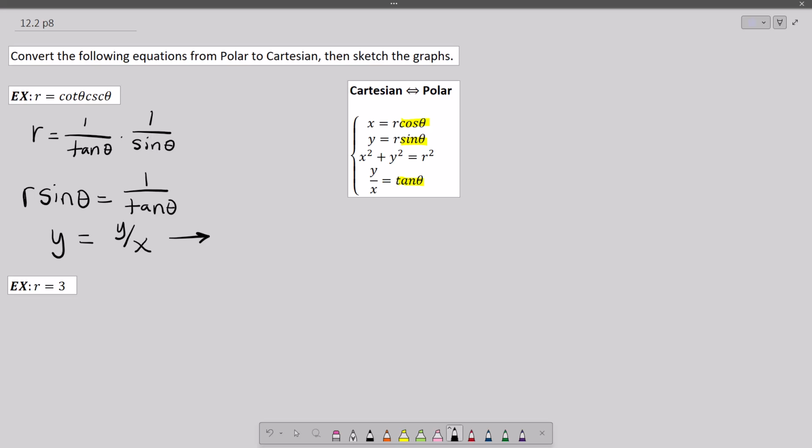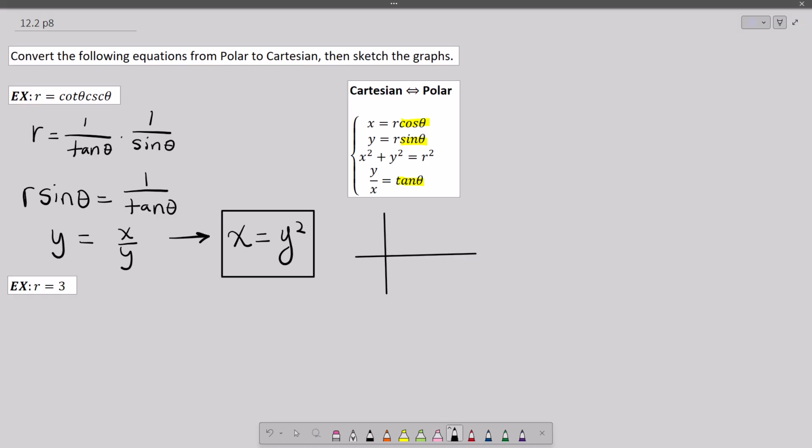We'd like to simplify it if we can. I didn't do my division very well, though, over here. What should this be? X over y or y over x? X over y, right? Because we're reciprocating tangent. Tangent is y over x, so if we reciprocate it, we get x over y. So let's isolate here. Let's rewrite this as x equals y squared. So there is our Cartesian equation. If we were asked to graph it, this is just the sideways parabola. That's going to look like that.